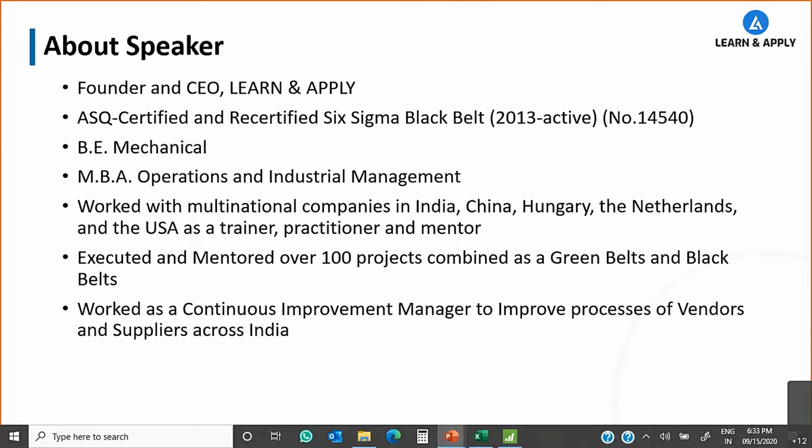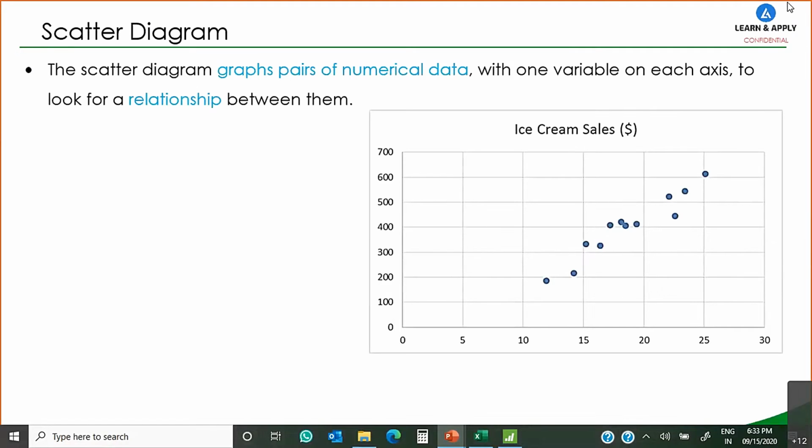Without spending too much time on introduction and all that, let's start with the main topic, that's correlation and regression. Before we start this important concept, we must know a very simple topic, that's the scatter diagram. This is very important. Let's understand what a scatter diagram is first.